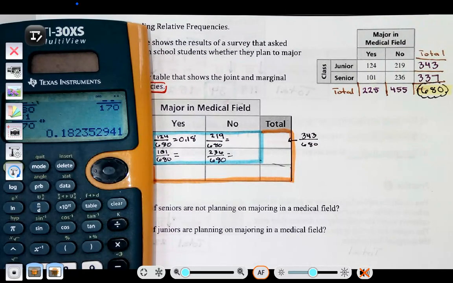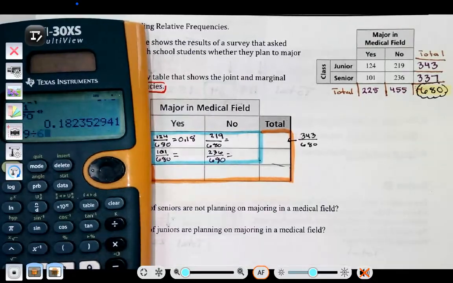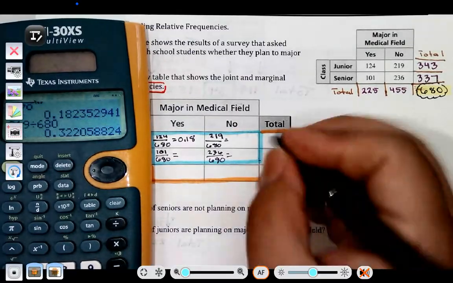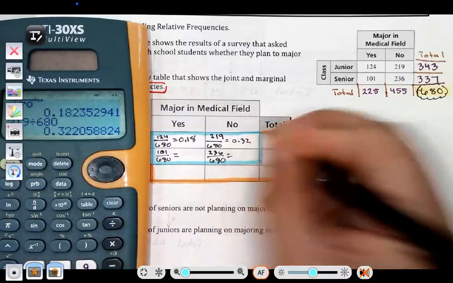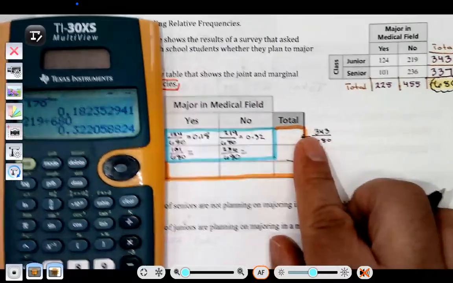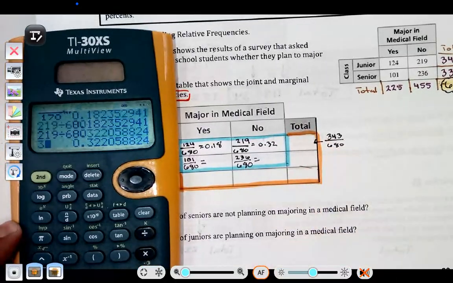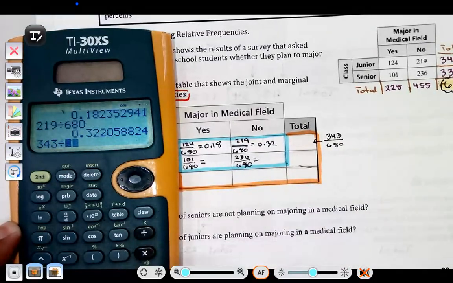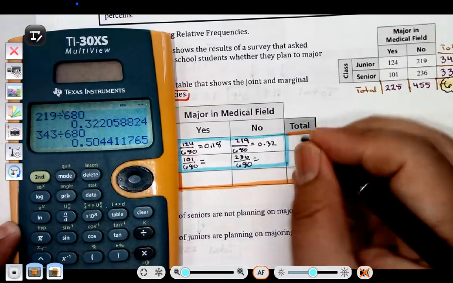Right. All right, keep it going, right? 219, 680. So 219 divided by 680. This might be a little faster. Yep. 0.32. And then here's the one I wanted you to see. I'm going to do one more. 343 divided by 680. And then I got 50 for this one.